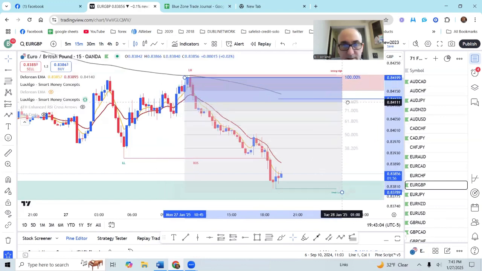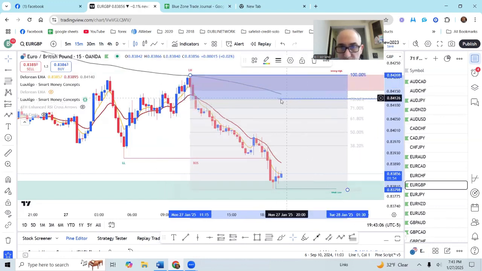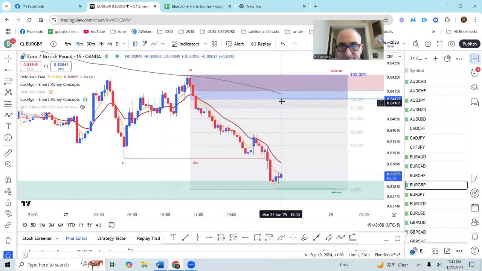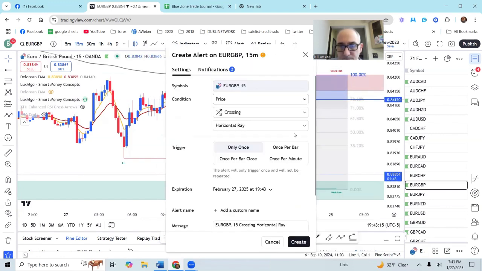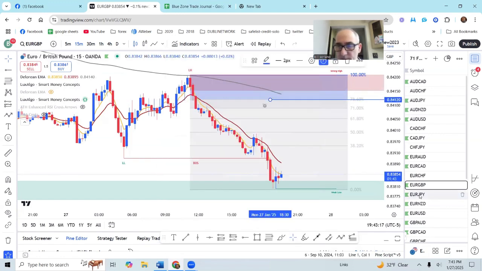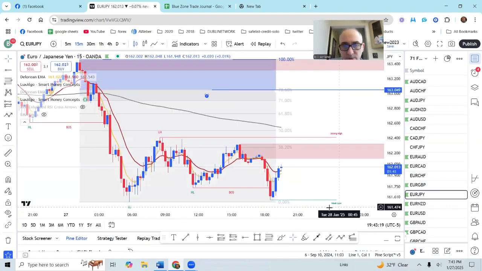Right, so that's kind of what we're doing. Let me just get that fixed there. And I just want to set an alert here like that. Okay, let's go to EURJPY.